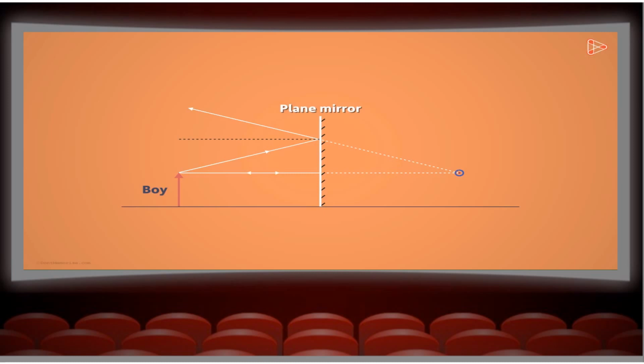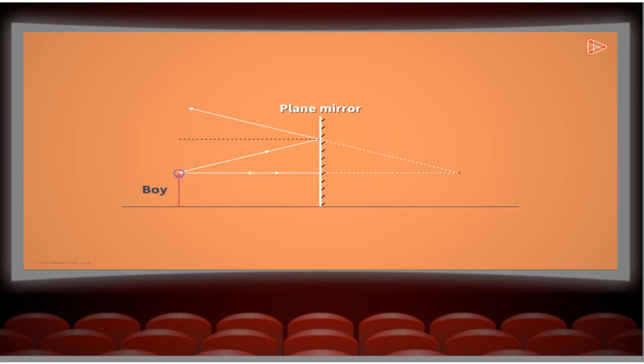And to us, this is where the top of the image appears to be. When we look at this point, it appears to us that all the light rays are diverging from this point. But in reality, there are no light rays behind the mirror. This being a smooth and shiny surface reflects most of the light back and almost no light reaches behind. But yet, we have the perception that the light rays are coming from the point behind.